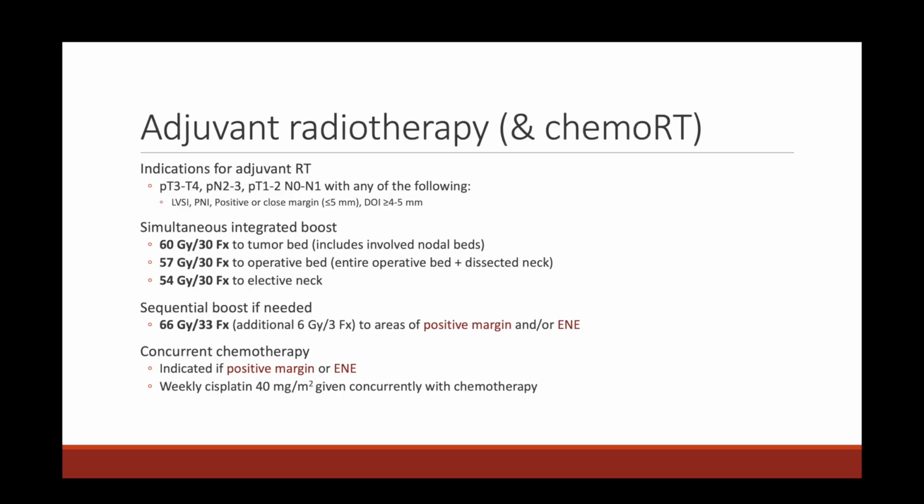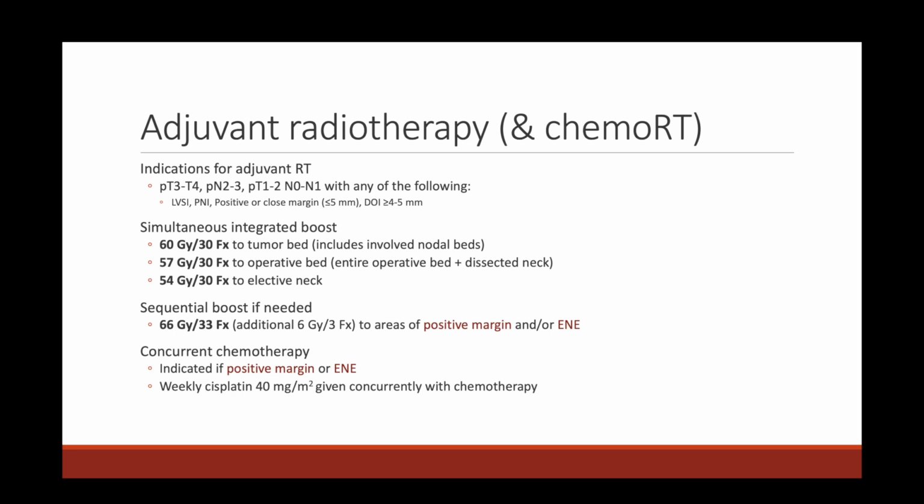In terms of indications for adjuvant radiation and or chemoradiation, these are the same principles that we've talked about in our general principles lecture. So remember, after surgery, it's very important to pay close attention to the operative report. And when patients have risk factors such as T3 to T4 disease, N2 to N3 disease, or if they have things like LVSI, PNI, if they have close or positive margins, again, pay attention to if it was an initially positive margin that was then re-resected. And then if they have a depth of invasion that's greater than or equal to 4 to 5 millimeters, then we think about adding adjuvant radiation.